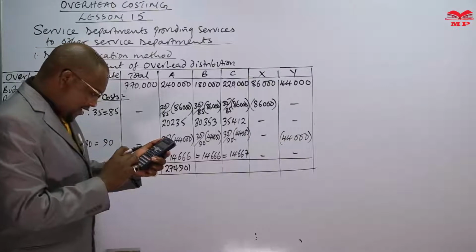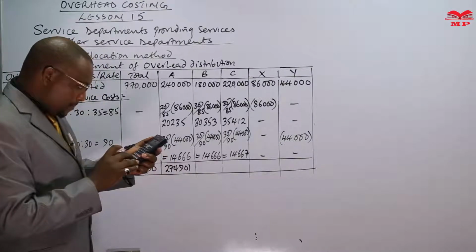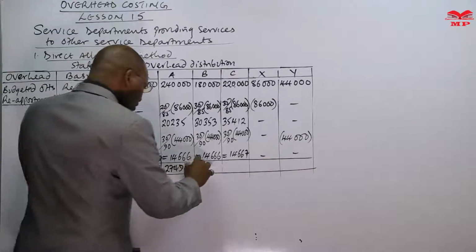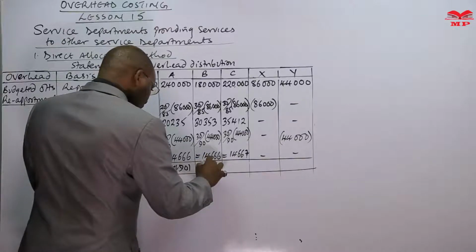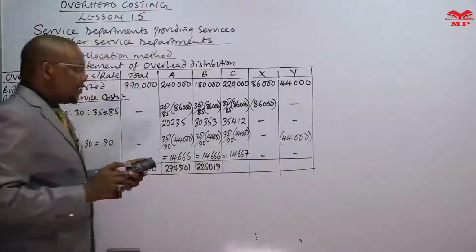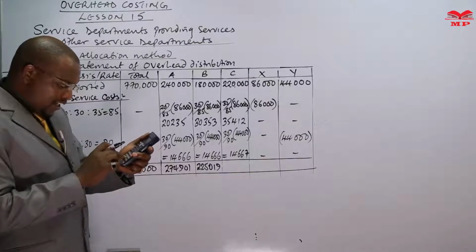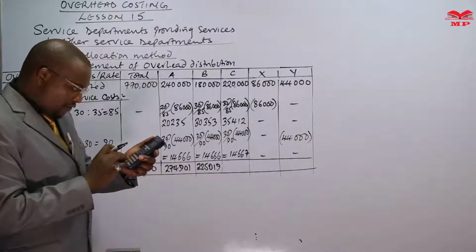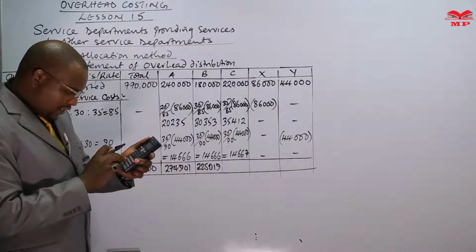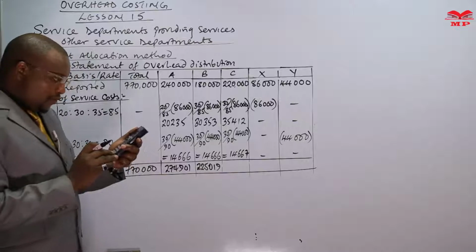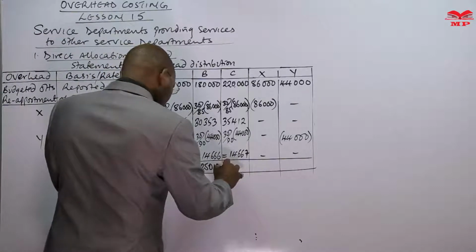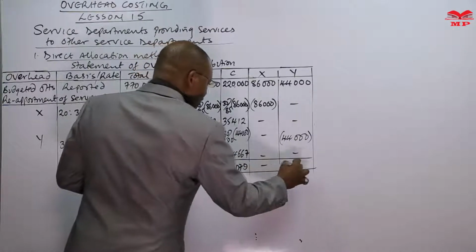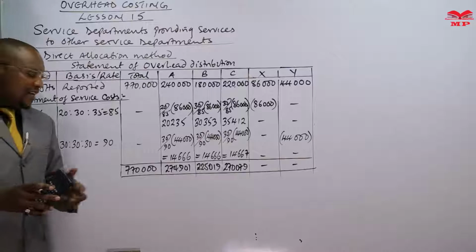Well, B is 180,000 initial allocation. We have 30,353. And we have 14,666. Which is giving us 225,019. And lastly, C is 220,000 initial allocation plus 35,412 plus 14,667, which is giving us a total of 270,079. Dash, dash. So it's only about this.